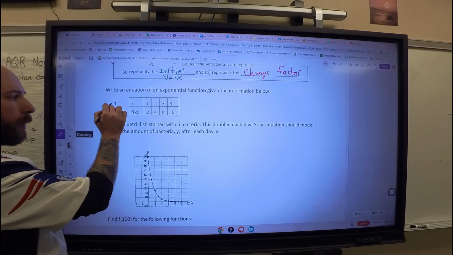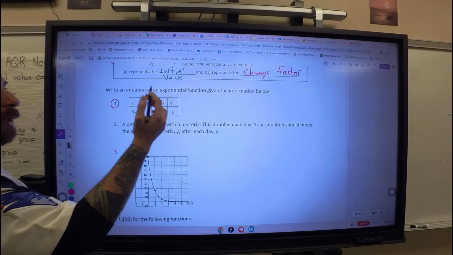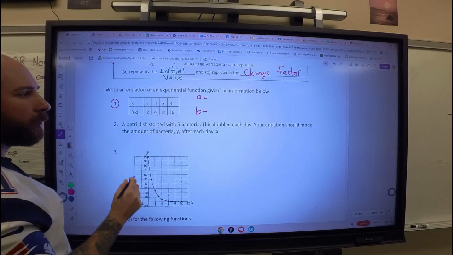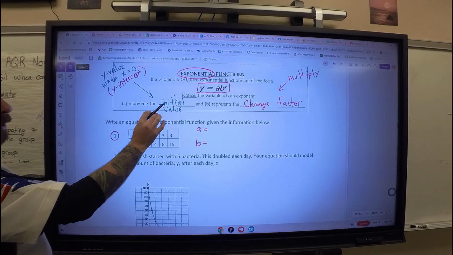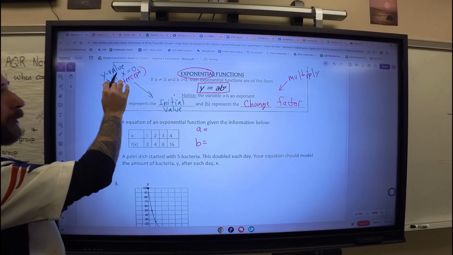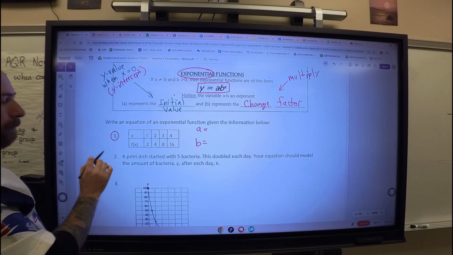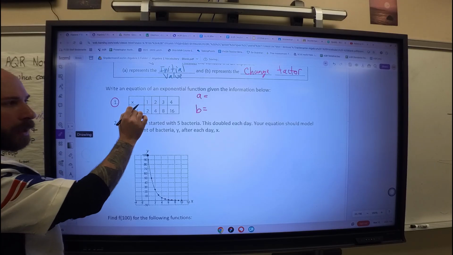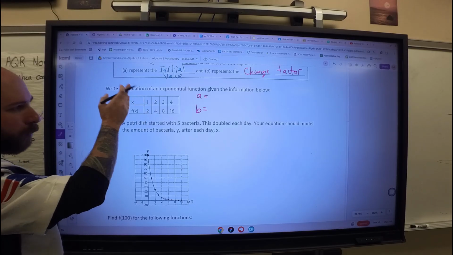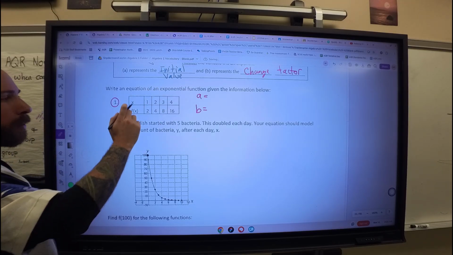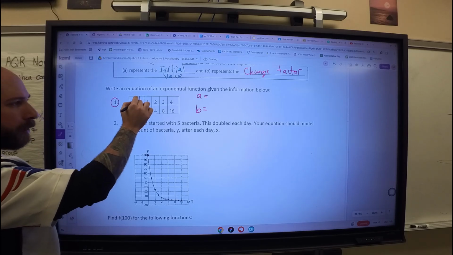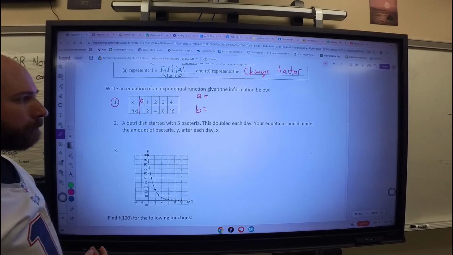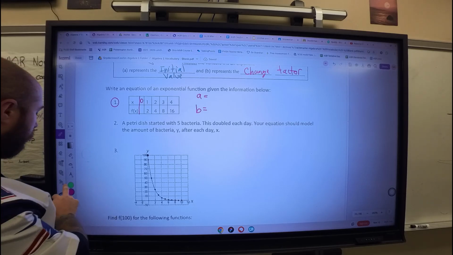So if we look at number 1, first of all, I want to find my a, I want to find my b. Now as I set up here, our a, our initial value, is when x is equal to 0. And if we look at this table, I don't have an x value of 0. I have 1, 2, 3, 4. I don't have 0, so we need to find it. We need to find when x is 0, what is y. Okay? And we're going to get to that in a minute.